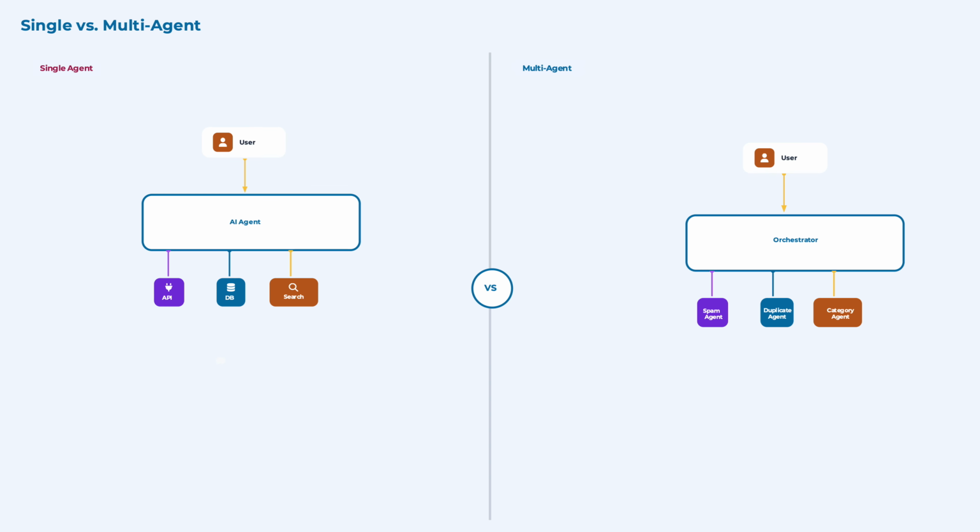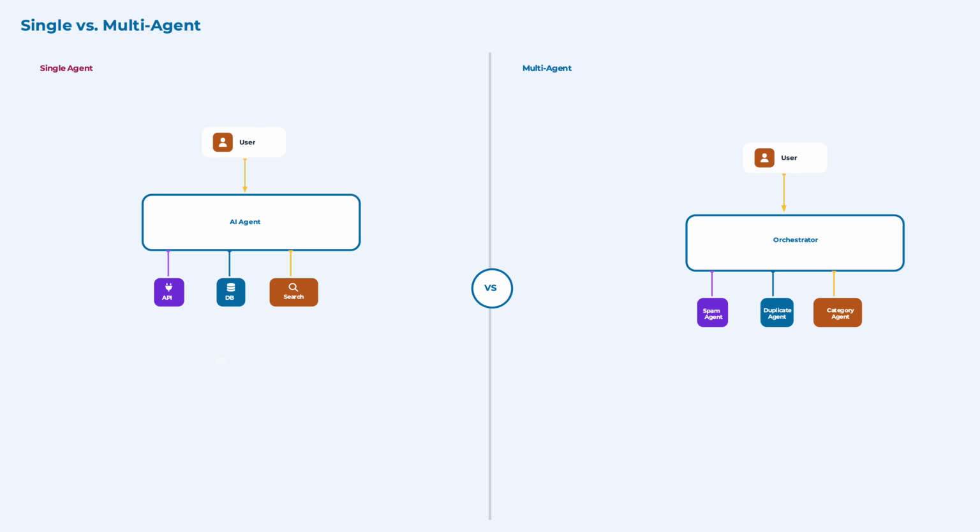That's a single agent. But sometimes you might want multiple specialized agents. For example, imagine your application processes incoming emails. You could have a spam detection agent, a duplicate detection agent, a categorization agent, and maybe a response agent. The flow could look like this: incoming email, orchestrator, spam agent, duplicate agent, categorization agent. Combine results. Take the next action.